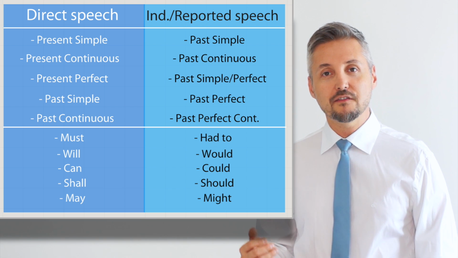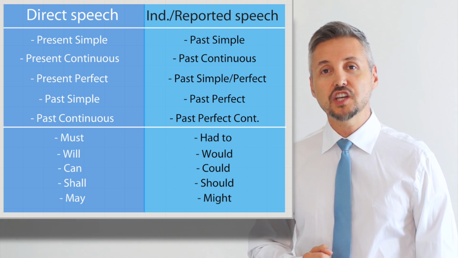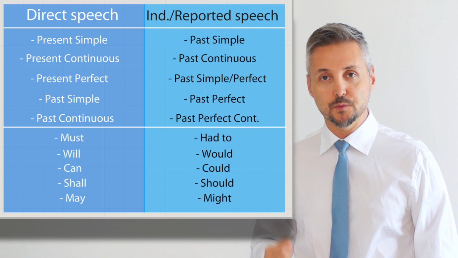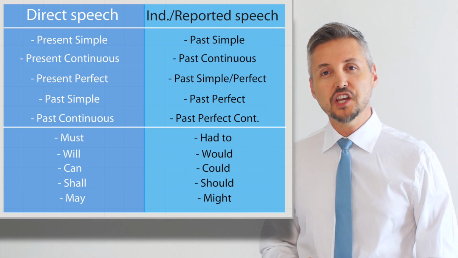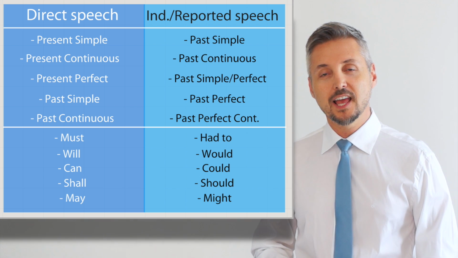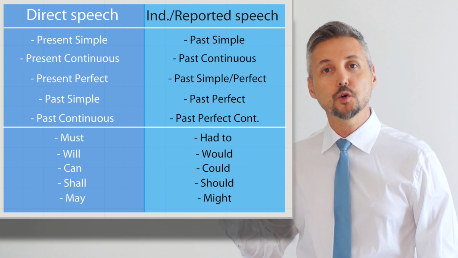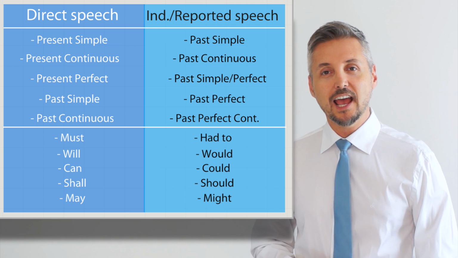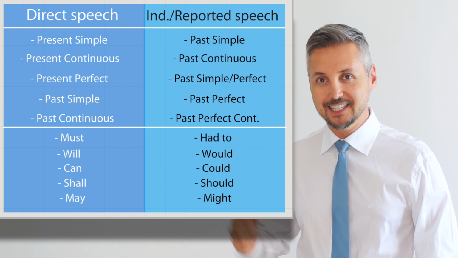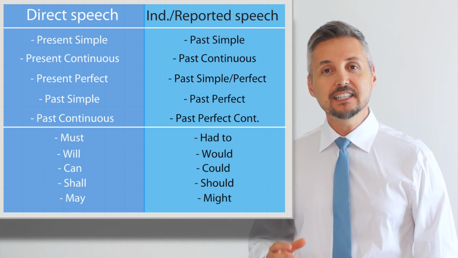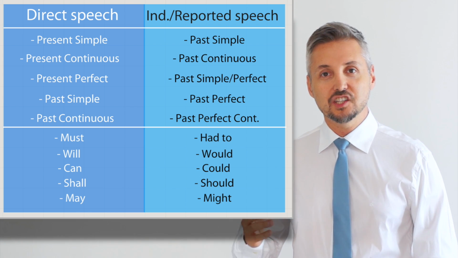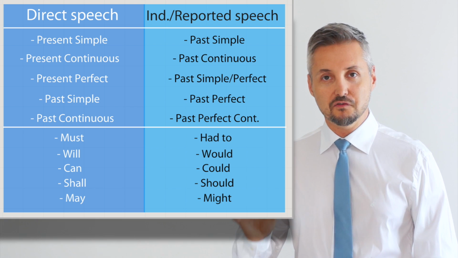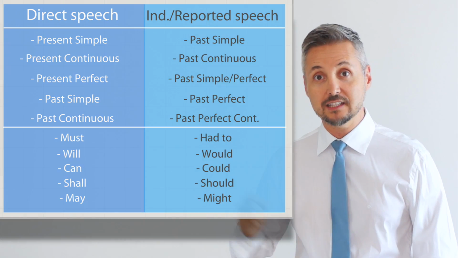The past continuous changes into the past perfect continuous. Then we have also must changes to had to. Will changes into would. Can changes into could. Shall changes into should. And may changes into might. These are the tenses that change from the direct speech into the indirect speech.